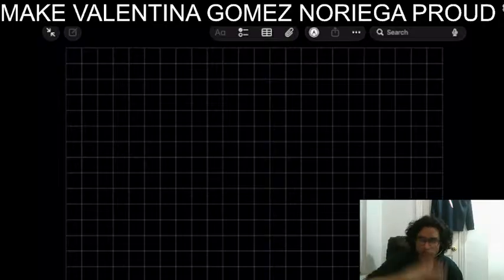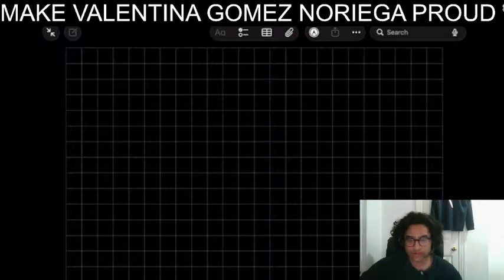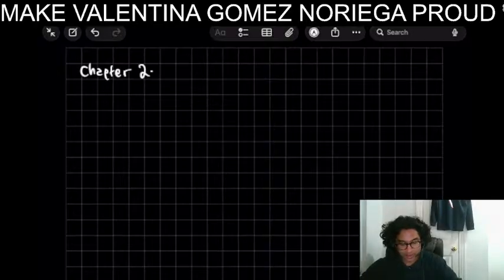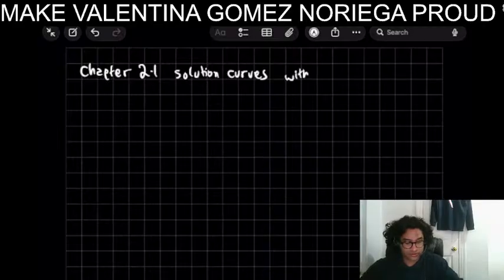But this is chapter 2, and we are going to do the examples and stuff like that, not skimming through the general points, like going through the notes and whatever. What we're going to do is two questions, and as we do them, I'm going to explain them step by step, like what is going on. The chapter for this is chapter 2.1, solution curves without a solution.